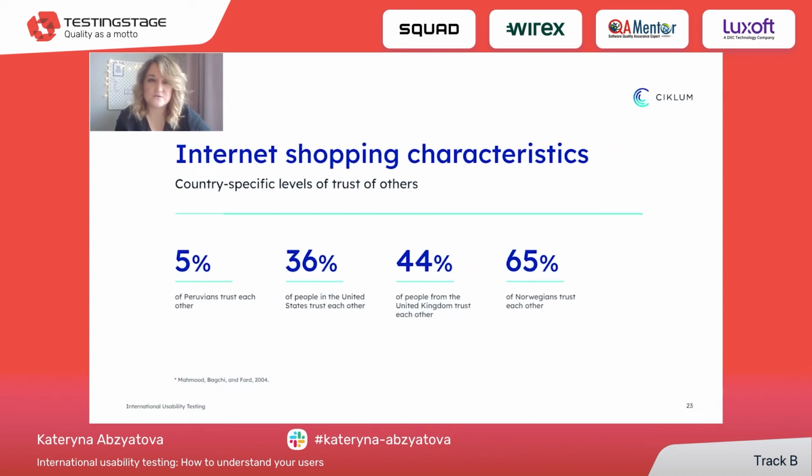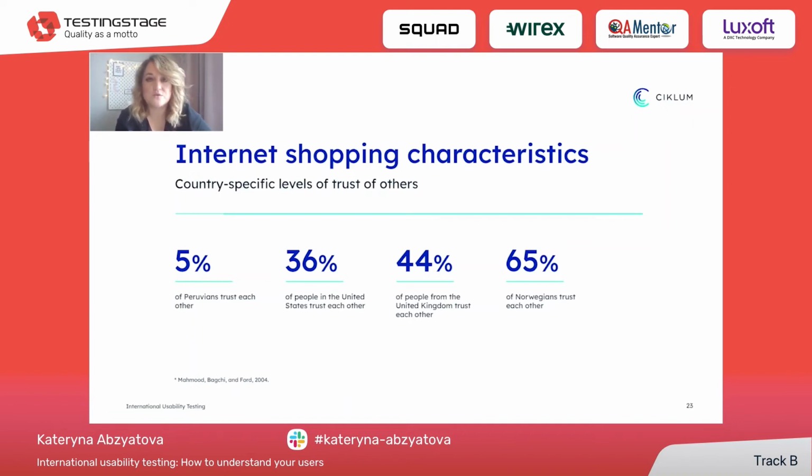And one, maybe a little bit older, study is about country-specific levels of trust of others and how they influence internet shopping characteristics. According to Western studies, 5% of Peruvians trust each other, 36% of people in the United States trust each other, 44% of people from the United Kingdom trust each other, and 65% of Norwegians trust each other.